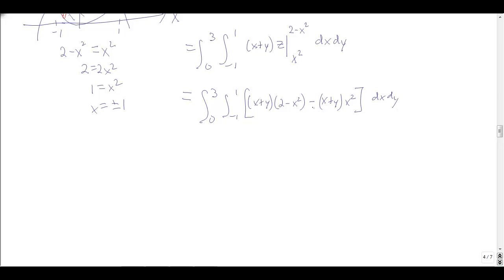Dx dy. Now I'm going to have to simplify this out and do a little bit of algebra here. So when I multiply these out, let's see, I'll get a 2x minus x cubed plus 2y minus x squared y. And here I'm going to get a minus x cubed minus x squared y. Dx dy. Looking at this now, I have x plus y as a common factor. I could have factored that out and done the 2 minus x squared minus x squared again, 2 minus 2x squared. Might have been a bit simpler. This will work though.